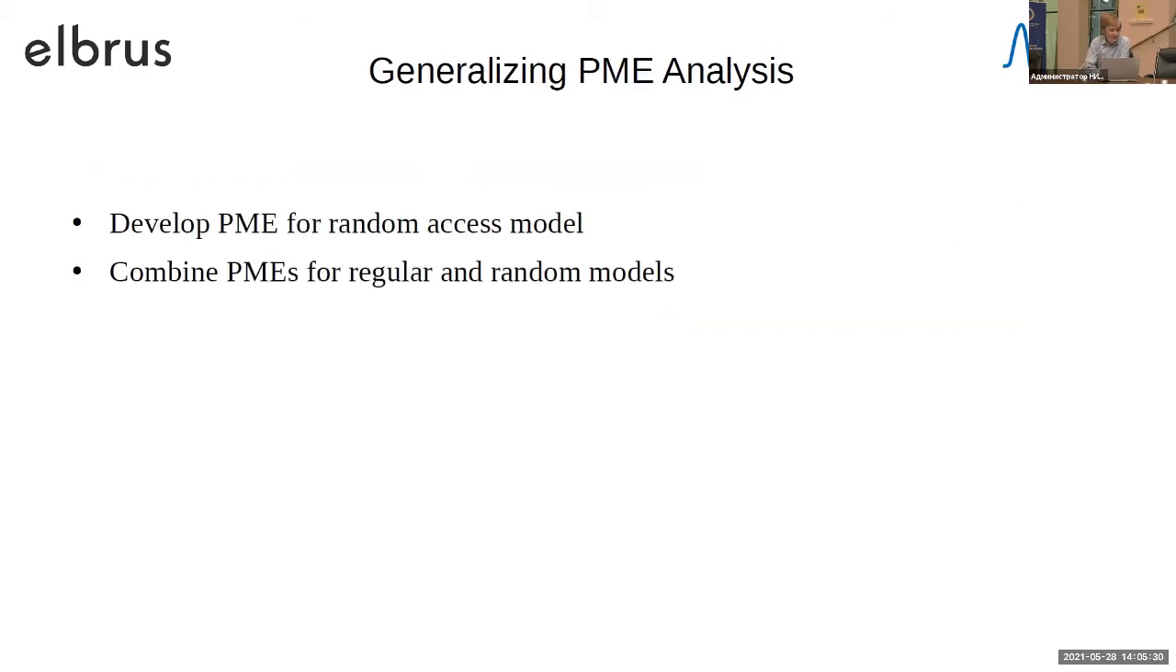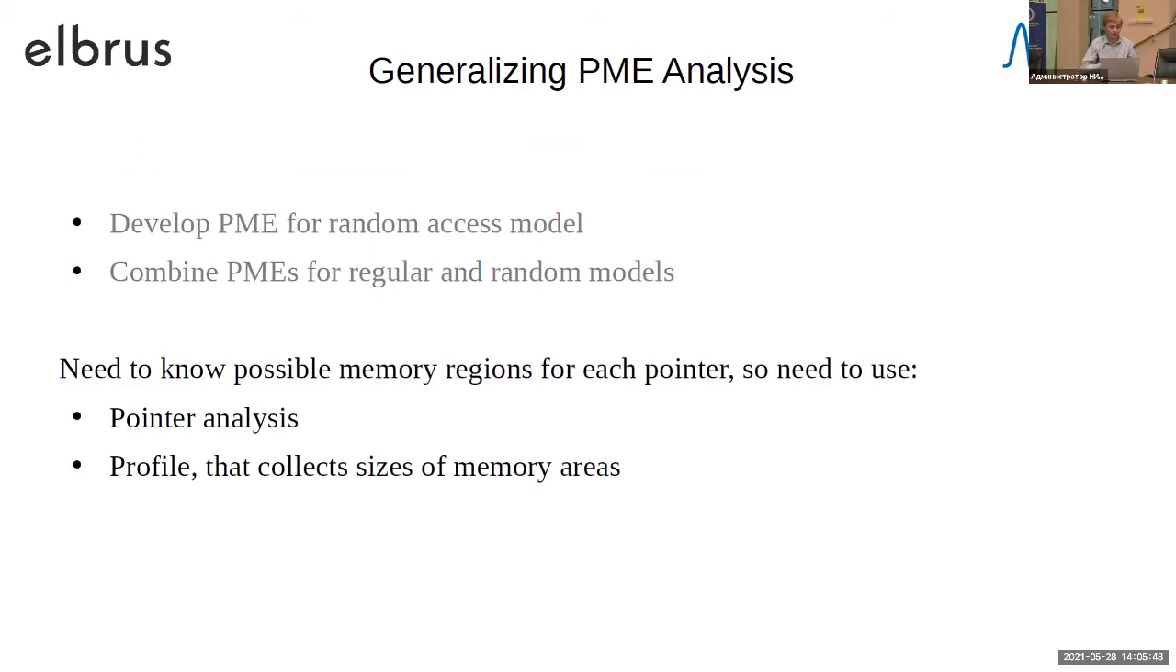So next, PME analysis generalizing. For this, we need to develop probabilistic miss equations for random access and to combine the already known regular case and the developed random case. And also we need to know the same information: which pointer points where, and how big each memory area is.